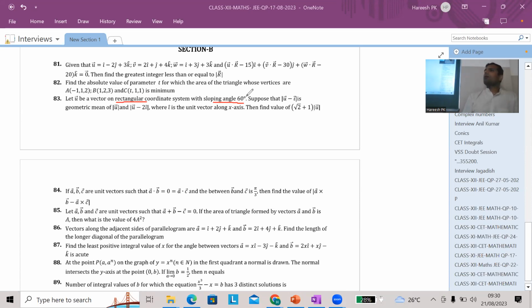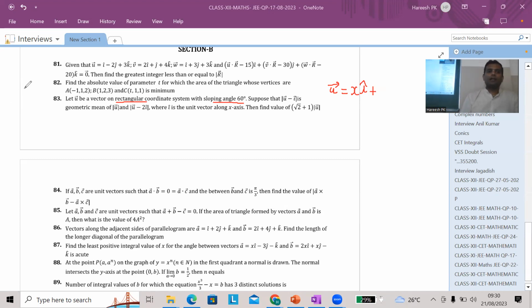So then how do I write this vector U? Vector U, because slope in a 2D plane means the angle made with the x-axis. On the XY plane, what is the meaning of slope? Angle made with the x-axis. So now I write vector U as x i cap plus, because the slope is 60 degrees, how much is tan 60?